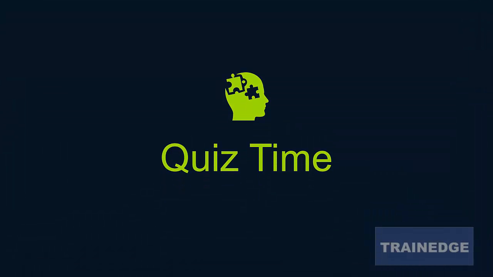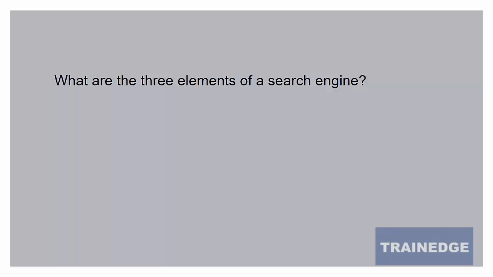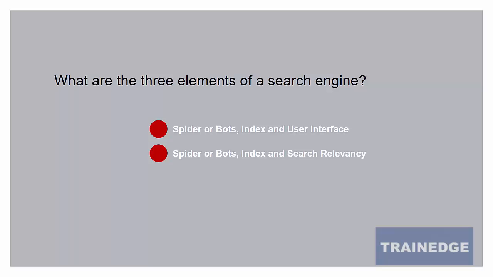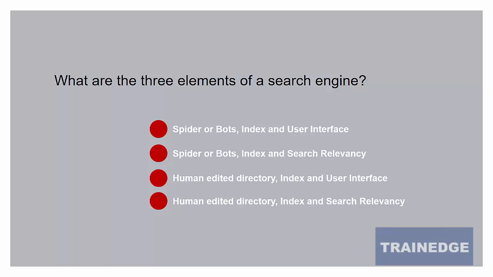Okay, so let's see how much you have learned from this video. What are the three elements of a search engine? Are these spider or bots, index, and user interface? Spider or bot, index, and search relevancy? Human edited directory, index, and user interface? Human edited directory, index, and search relevancy?